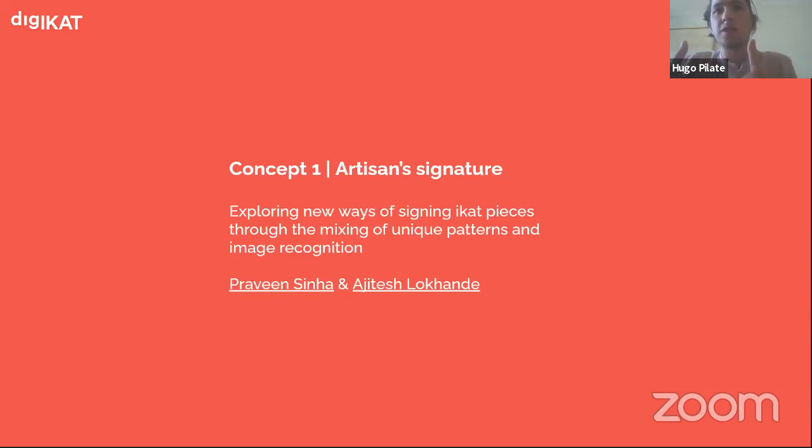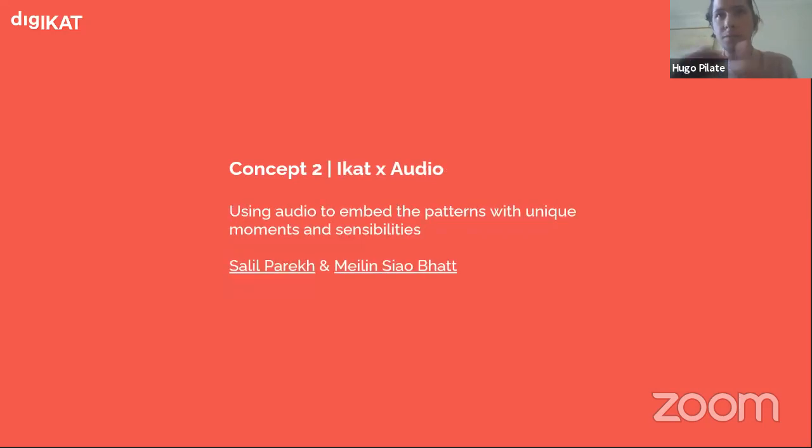So Praveen and Ajitesh are looking at ways of almost like a stamp, seeing how a specific weaving technique can be used to create an aesthetic or an image that is unique to the piece or the craftsperson, and can be recognized by a camera and give access to more information without any focus on how that information is displayed, whether it's AR or something else. They have yet to decide, but that's concept 1.